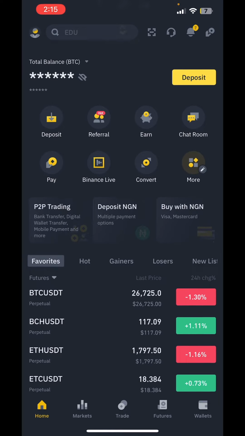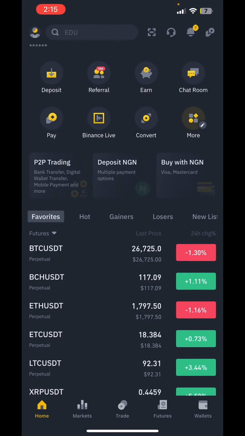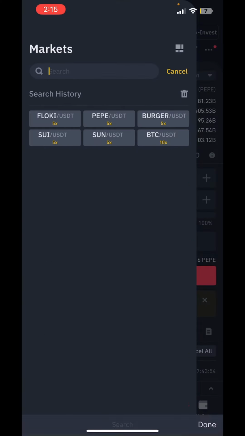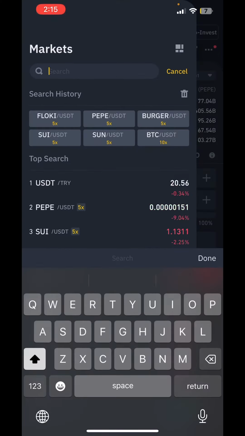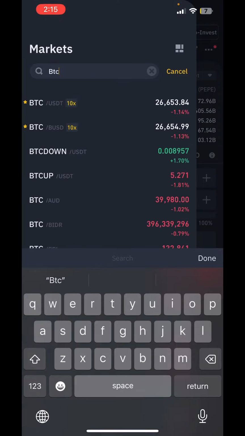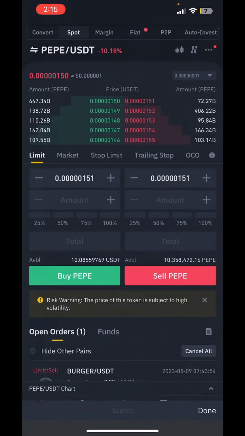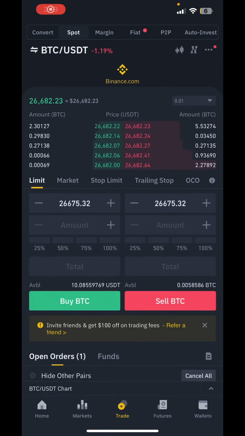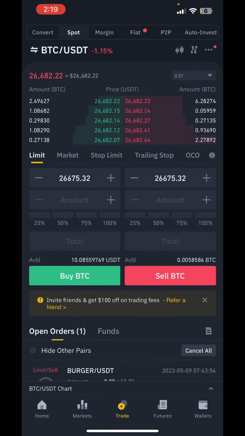So when you open your Binance account, this is how to do it, guys. You click on trade. Let's say we are going to trade BTC/USDT. So this is where you can actually trade your spot. You can either trade it on limit or market order.